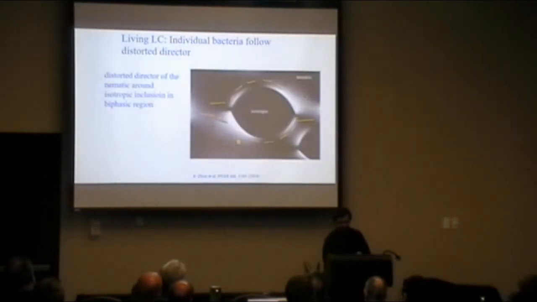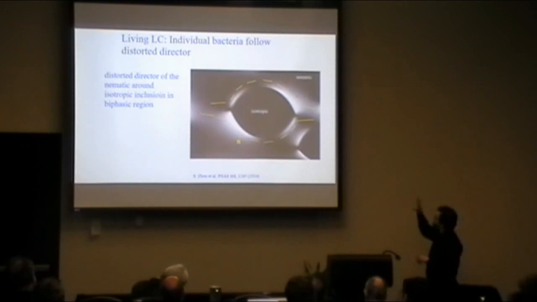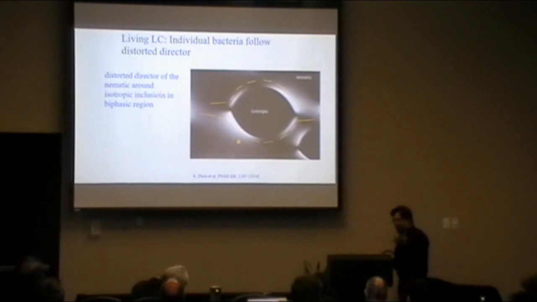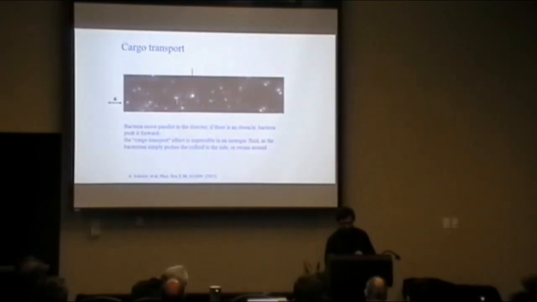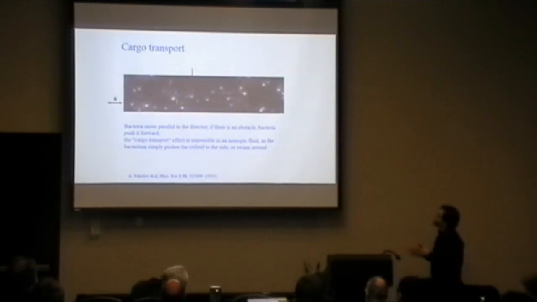If the director is distorted, and these distortions here are created by isotropic inclusions of the material near the phase transition, you might see that the bacteria follow the director field rather precisely, and then they go around the inclusion and escape. So by patterning the director field, you can control the direction of the bacteria. This anisotropy of the liquid crystal also creates an interesting and potentially useful effect.